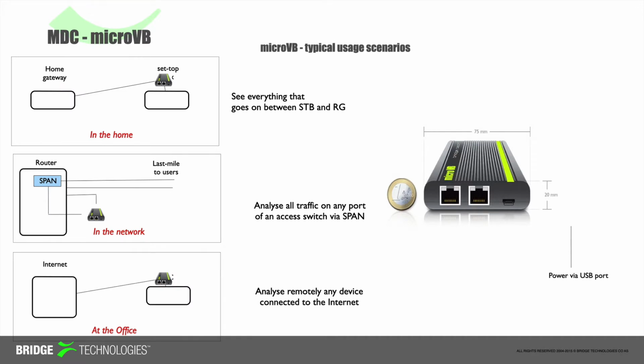As you can see, there are several ways of connecting the MicroVB. I've just shown 3 here. Most customers will use it right at the edge of the network in a customer's home. This is cheaper than sending out a truck, and it also provides long-term 24/7 analysis of the traffic through the residential gateway into the set-top box. But it can also be used somewhere like a DSLAM or the access switch layer, so we can monitor slightly further up into the network. But in reality, anywhere there's an internet connection, you can connect a MicroVB and provide traffic analysis at that point.